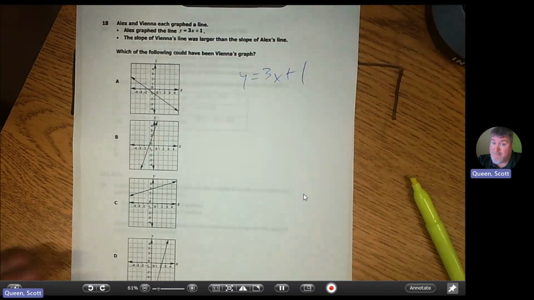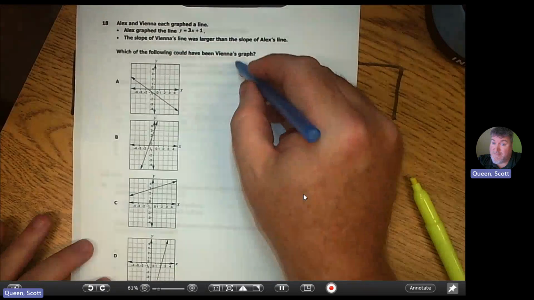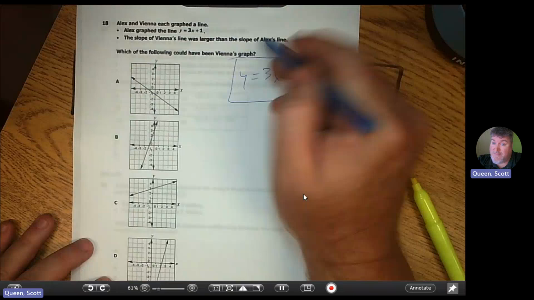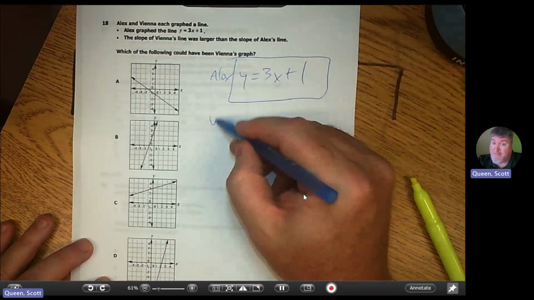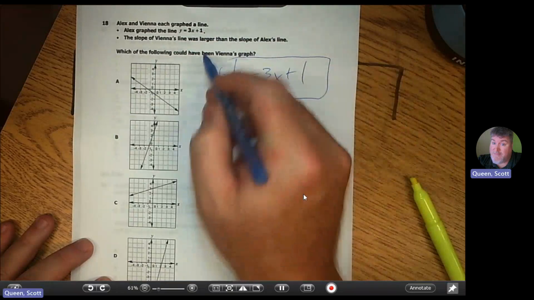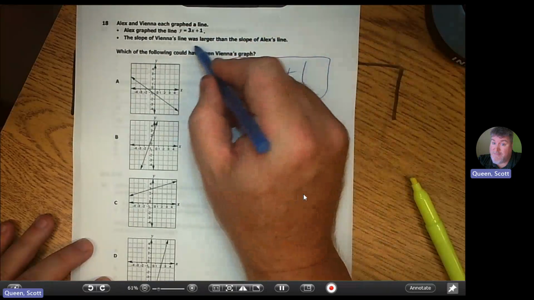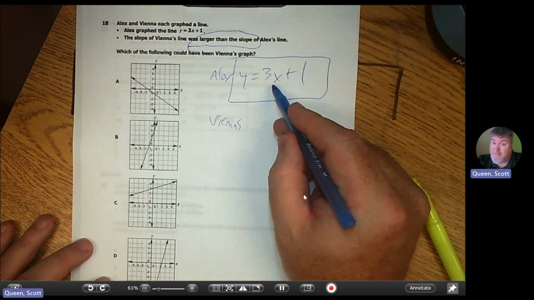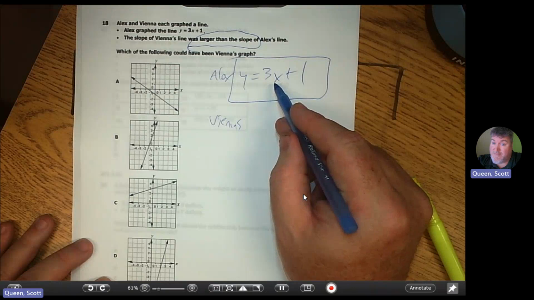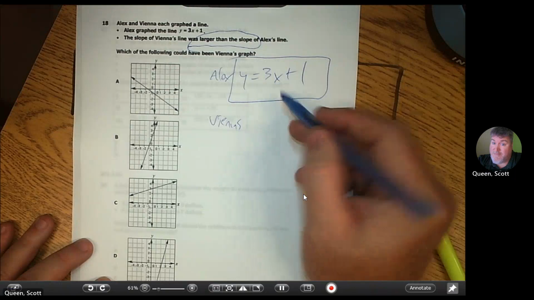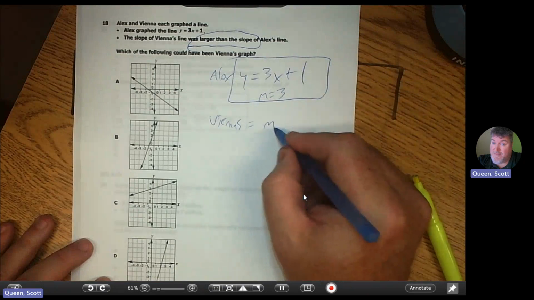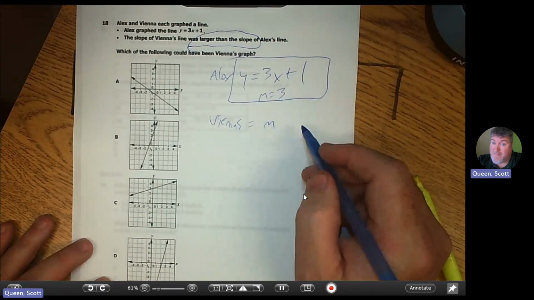Now, you can certainly put that in Desmos. What the next part says is the slope of Vienna's line is bigger. Vienna's line had a larger slope. So is 2 bigger than 3? Is 3.3 bigger than 3? Is 3 bigger than 3? No. Since m equals 3 for Alex's line, the m for Vienna needs to be bigger than 3, right?